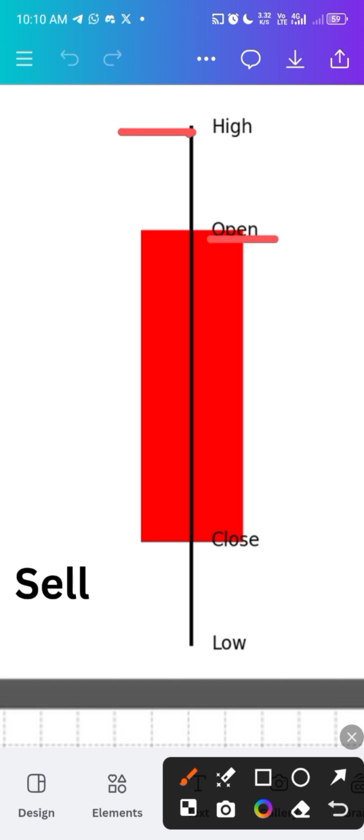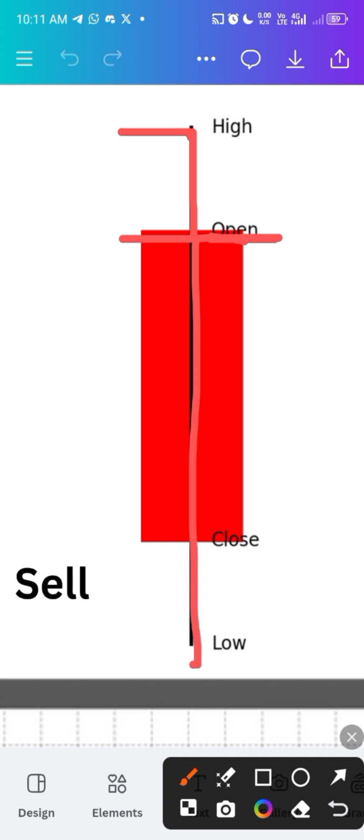For every red candlestick, it means that the market opened at the top. This is the upside, right? The market opened here, then it went all the way to this high. Then it came all the way down, and then it went here and closed here. So that's where the market closed.